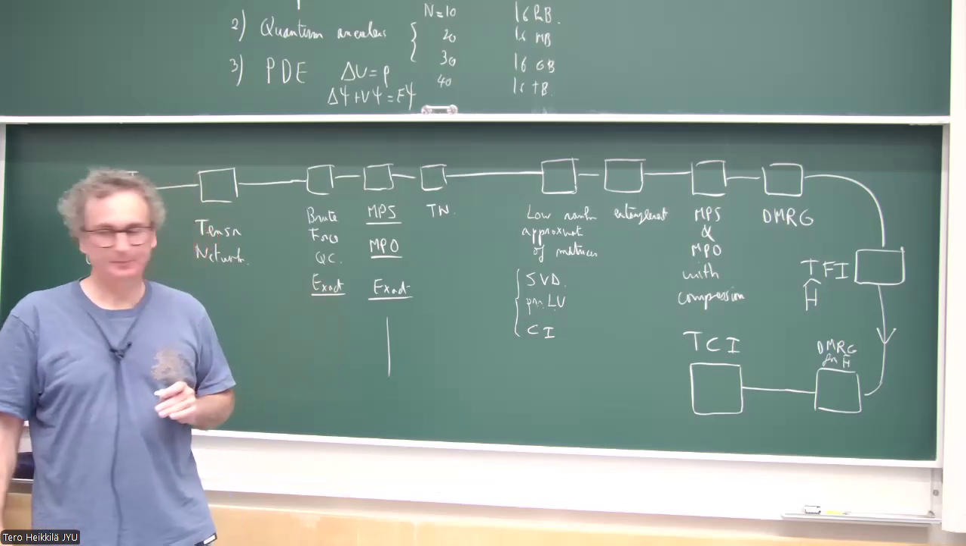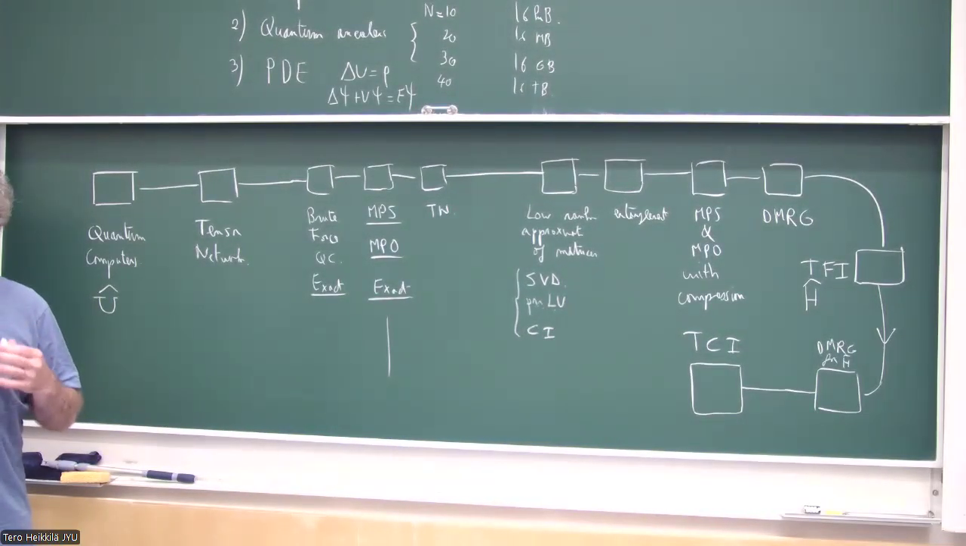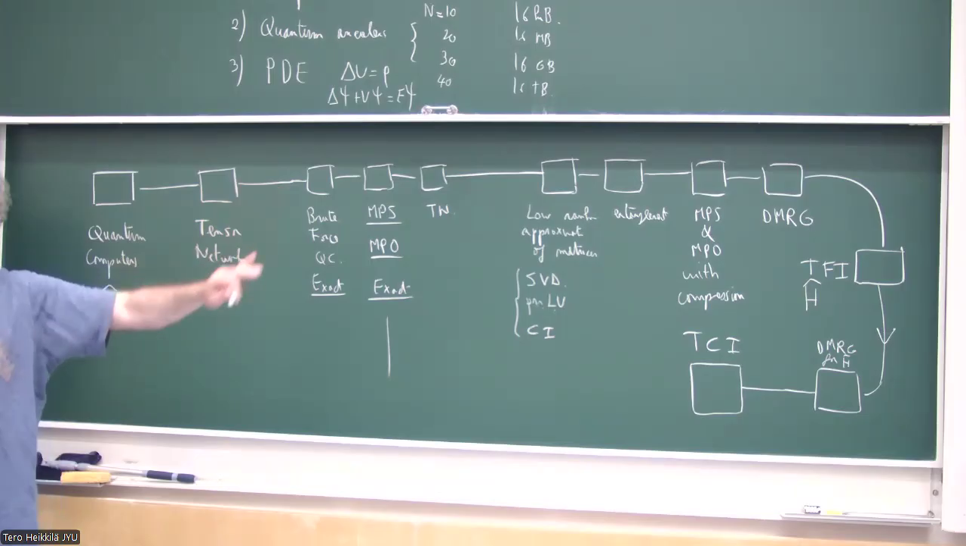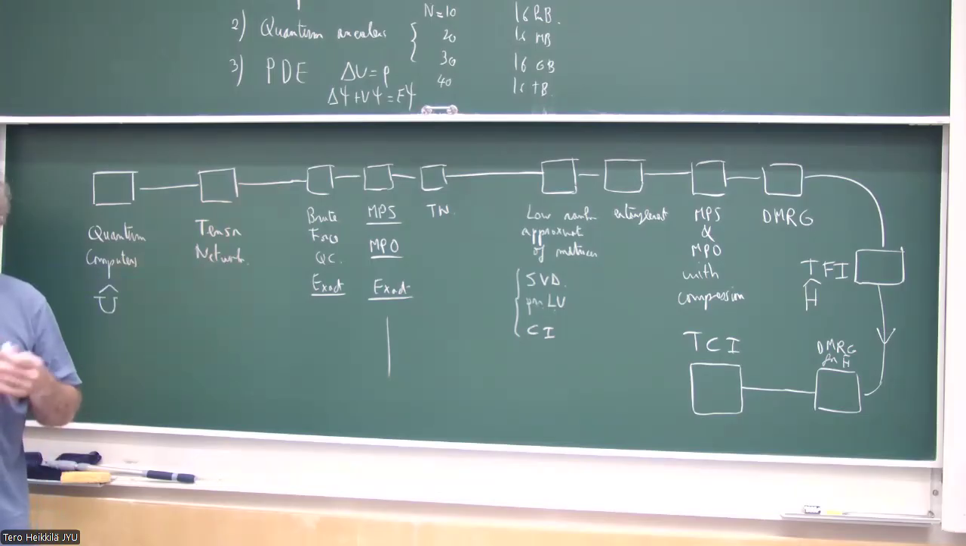So TCI is a learning algorithm. It's very, very different from everything we will have seen before. It looks a bit like machine learning, and it has a lot of relation with machine learning. As an input, it takes an exponentially large vector, but you actually give the algorithm in terms of a function.